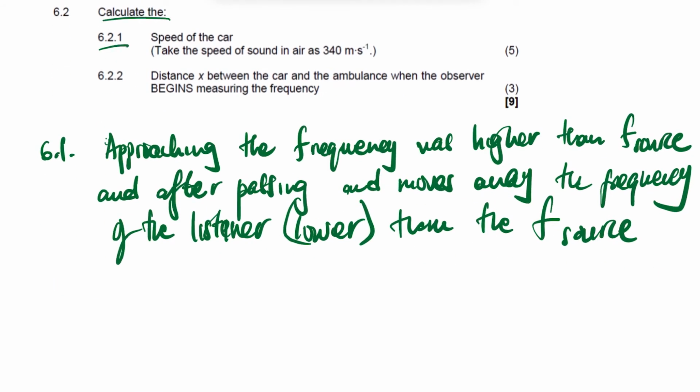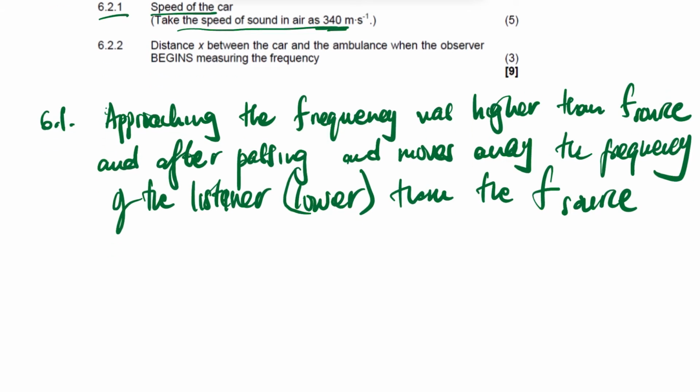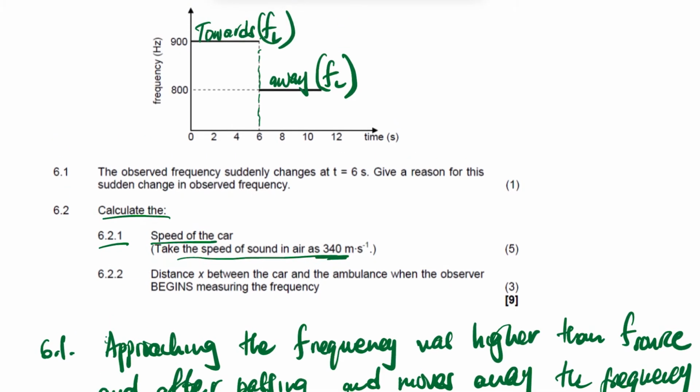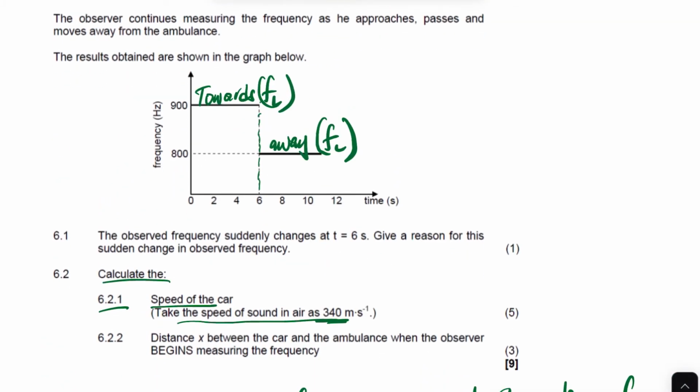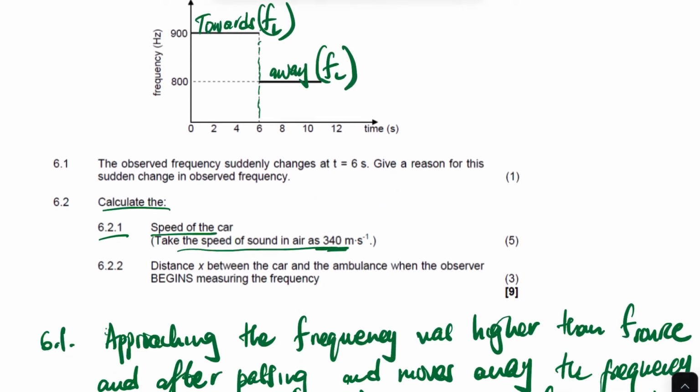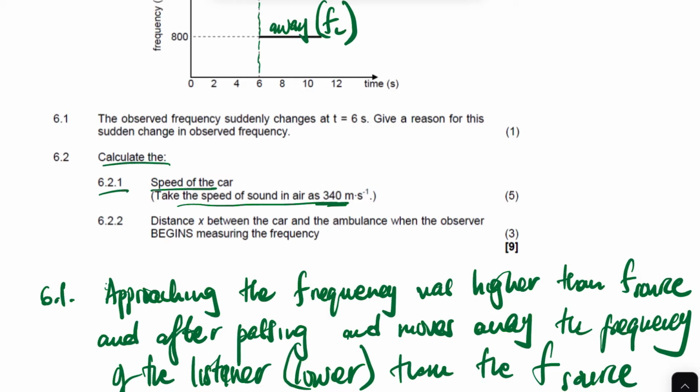Okay, 6.2.1. Calculate the speed of the car. Take the speed of sound in air as 340. So, guys, calculating, we have everything here. We have the frequency while it was moving towards and while it was moving away. And are we given the frequency of the source? Yes, we are given. So now we will calculate the speed of the car using any.